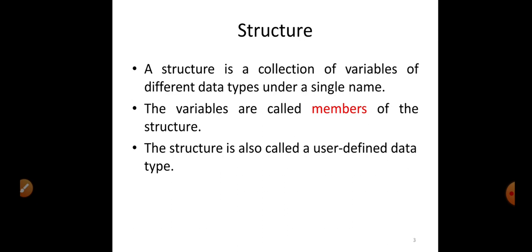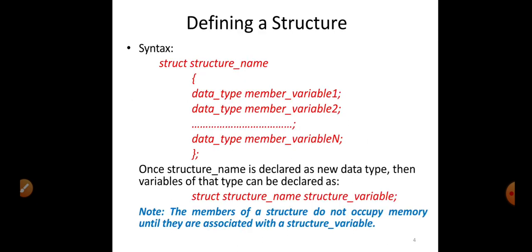Structure is a collection of variables of different data types under a single name. The variables which are part of a structure are called the members of that structure. Structure is also called a user defined data type. We can declare a structure with the help of the struct keyword.